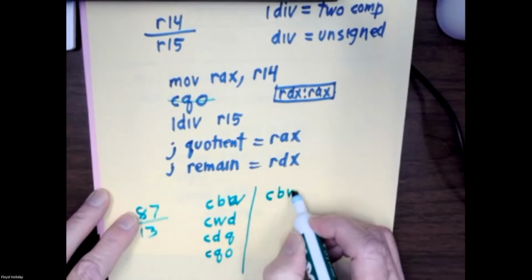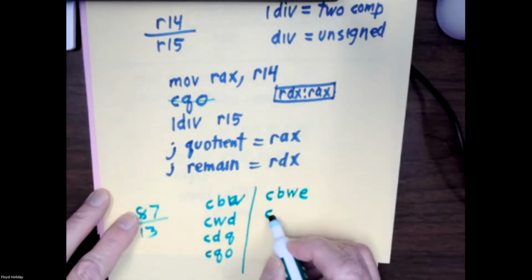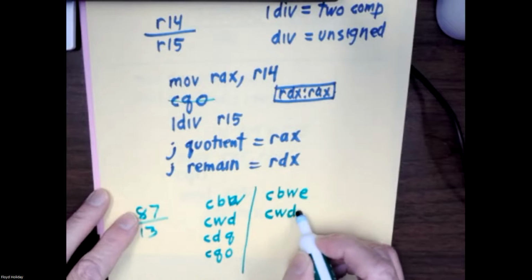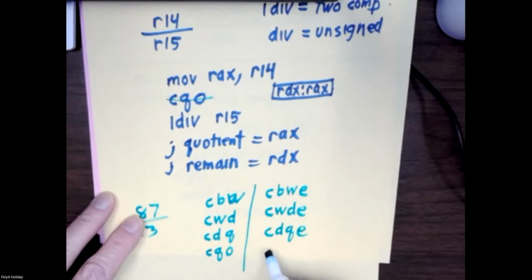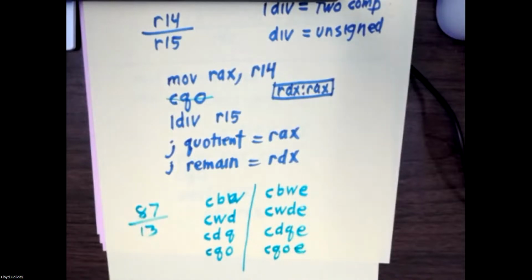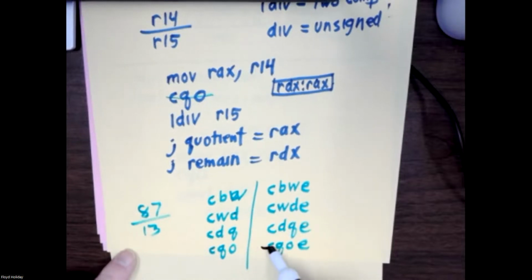CBWE, CWDE, CDQE, and this one doesn't exist. CQOE. Oh, it may someday, but it doesn't now. CQOE doesn't exist. Well, okay, here's what it means.